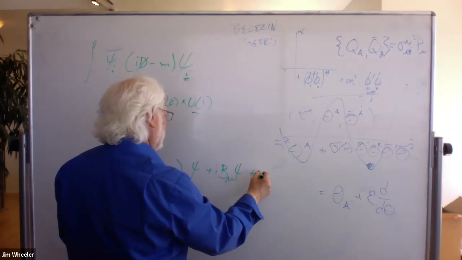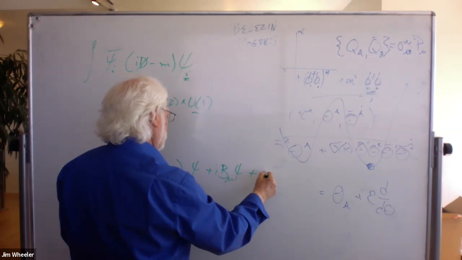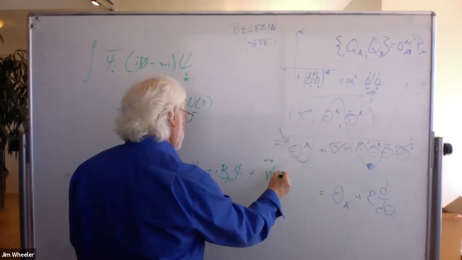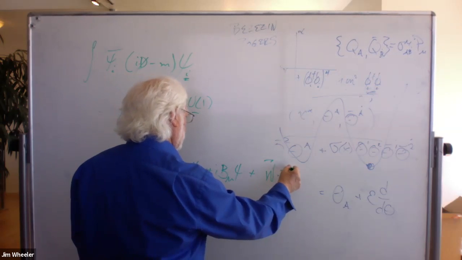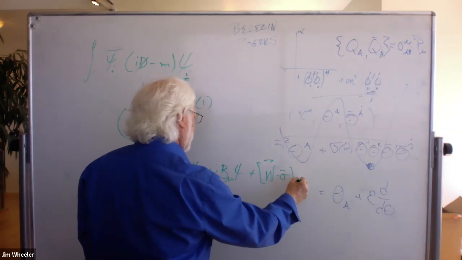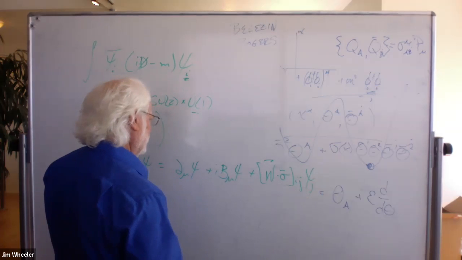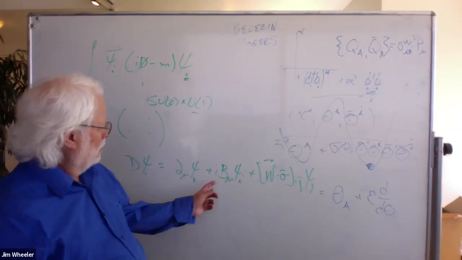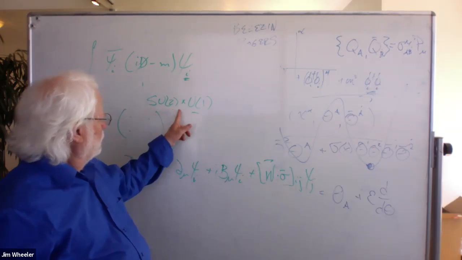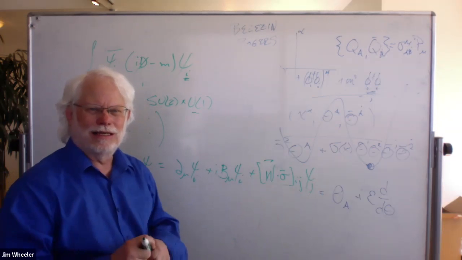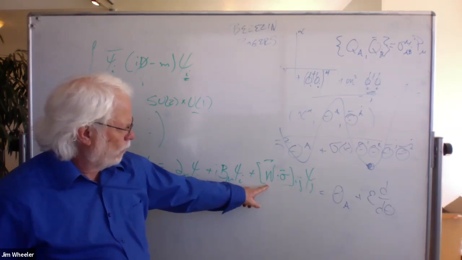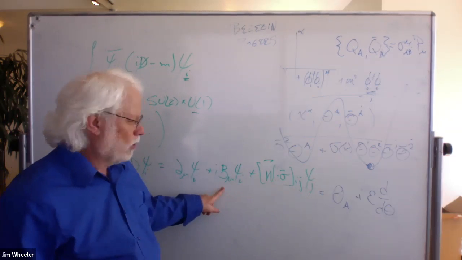Then you have three SU2 gauge fields. Let's call them W dot sigma, acting on psi j. So these all have an i on them like this. Something like that. So your connection is an SU2 cross U1 valued connection. And you've introduced four vector fields, three here and one here.